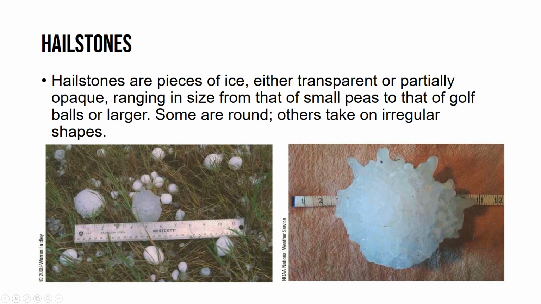Next, we have the last precipitation type, which is hailstones. Hailstones are pieces of ice, either transparent or partially opaque, ranging in size from that of a small piece to that of a golf ball or larger. Some are round, others take on irregular shapes. You can see pictured here below is hail.